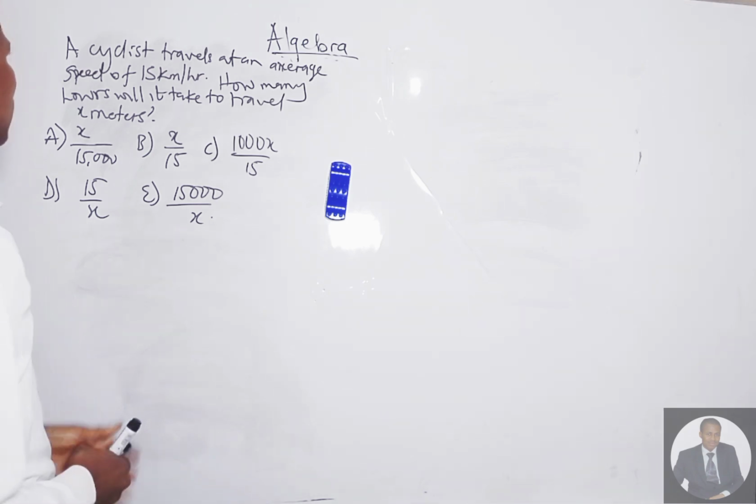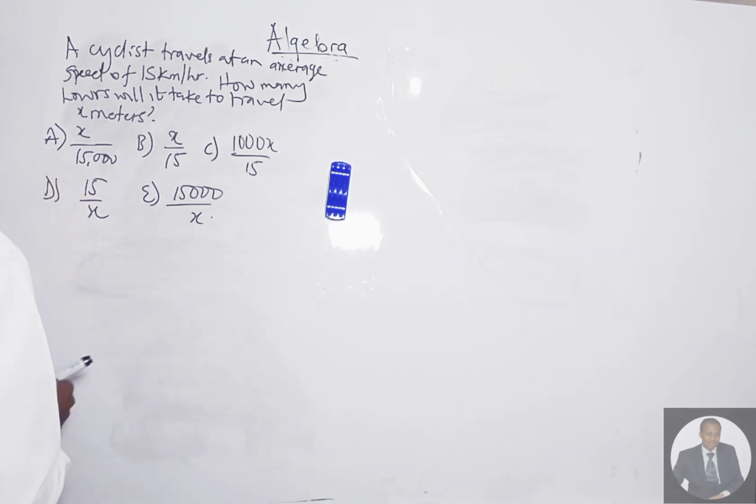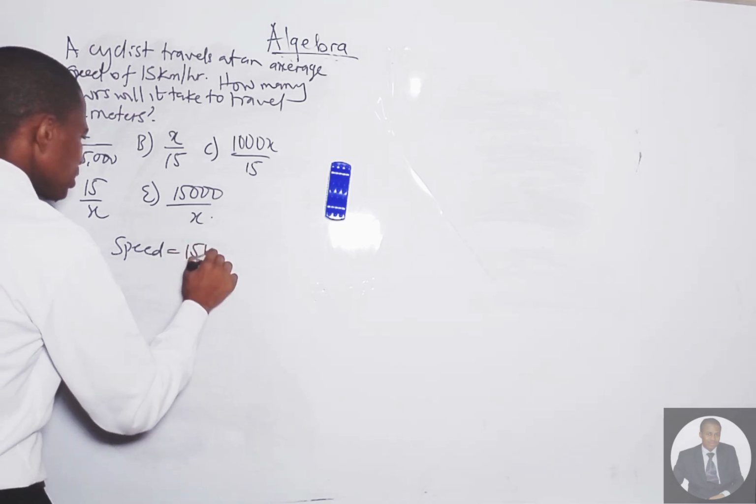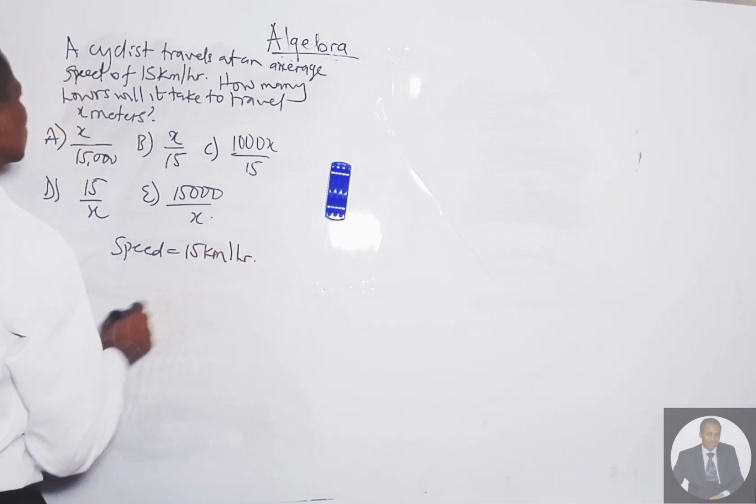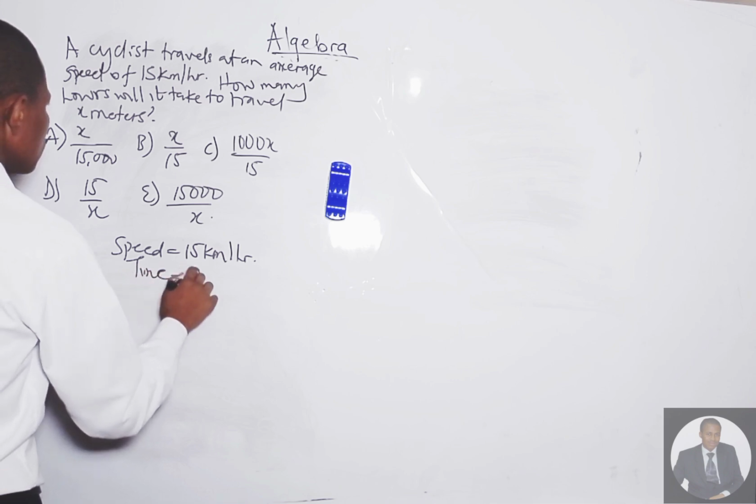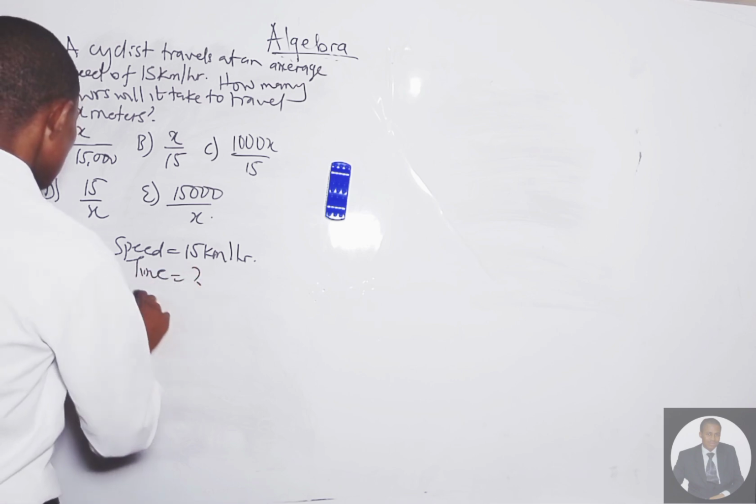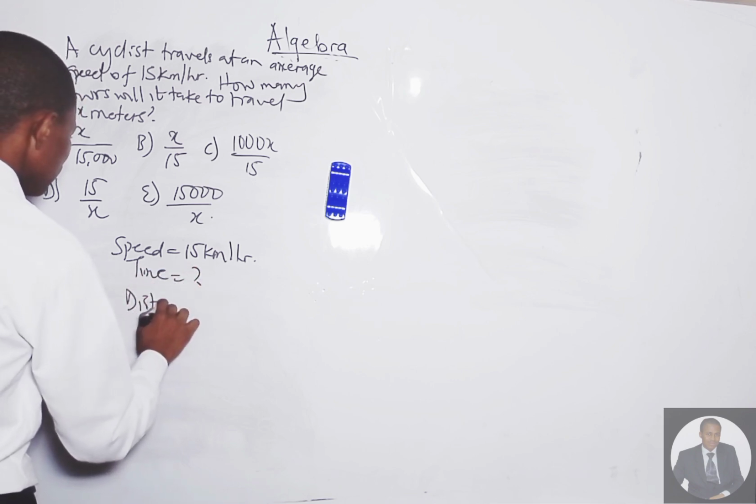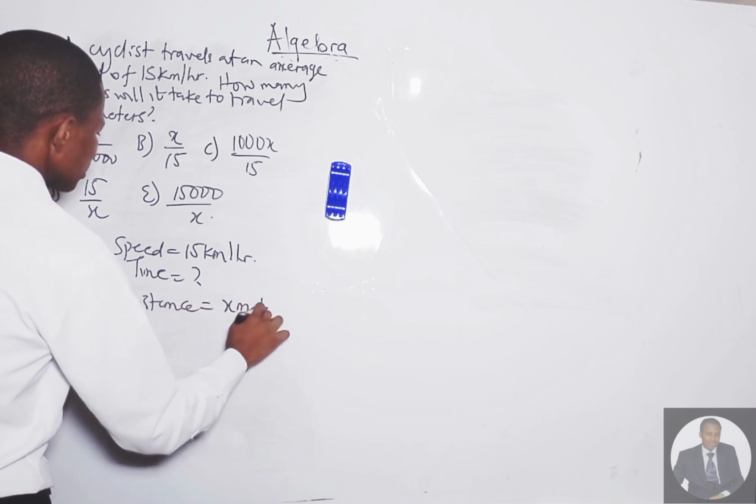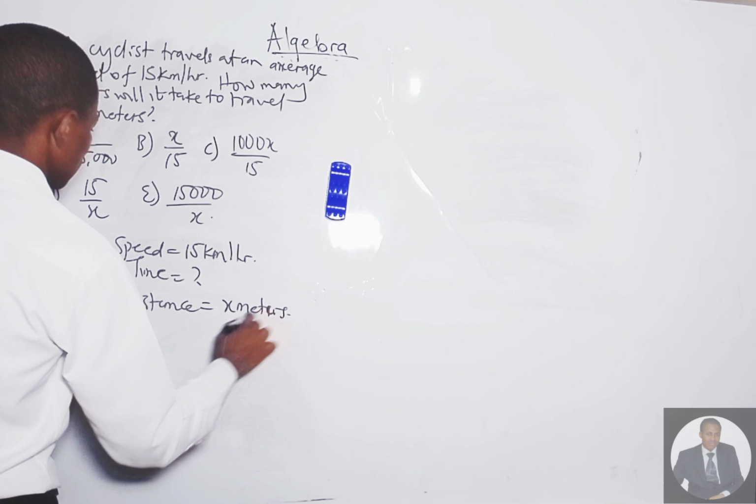A cyclist travels at an average speed of 15 km per hour. So the speed we are given is 15 kilometers per hour. How many hours? So they're talking about time. Will it take to travel the distance? What distance are we given? Now we are given X meters, not X kilometers.